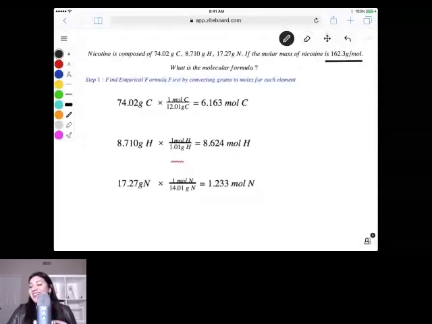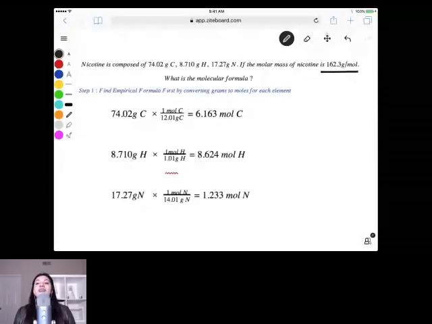Read the question. Nicotine is composed of 74.02 grams of carbon, 8.710 grams of hydrogen, 17.27 grams of nitrogen. If the molar mass of nicotine is 162.3 grams per mole, what is the molecular formula? Okay, so for figuring out the molecular formula, first step, convert grams to moles, because it already gave us everything in grams. We don't have to worry about changing percentages to grams. So we're not doing that.